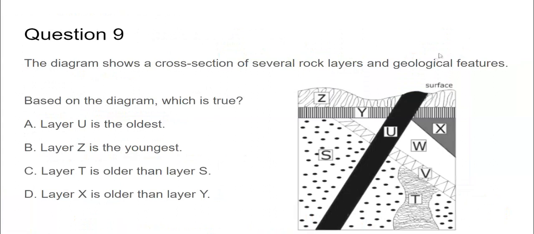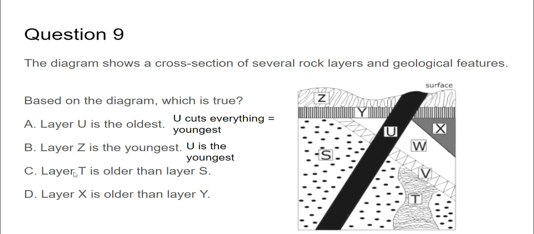So first of all, we have a relative age dating problem laid out for us based on this diagram, which is true. So let's just check these out. U is the oldest. Well, U appears to be an igneous intrusion that cuts through everything. If it cuts through everything, then that means it's the youngest. So U is the youngest, it is not the oldest. Now the second one, Z, is the youngest. Well, U is the youngest. If U is the youngest, Z can't be the youngest. Z is right here and it's getting cut by U.